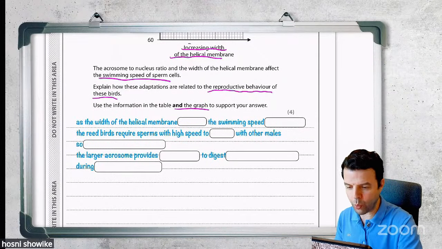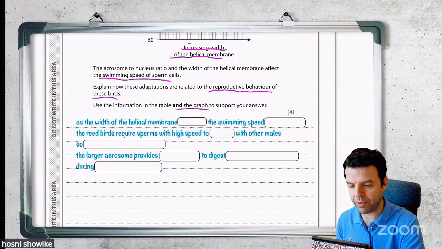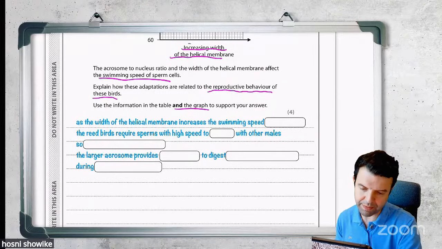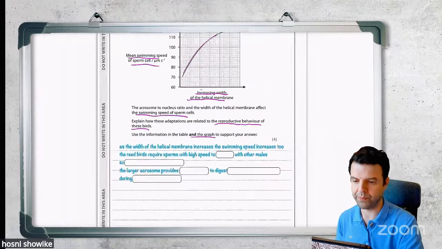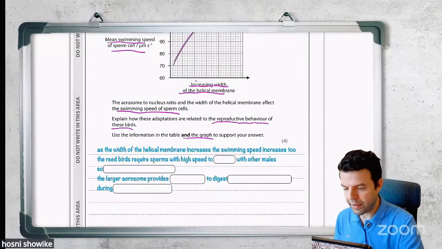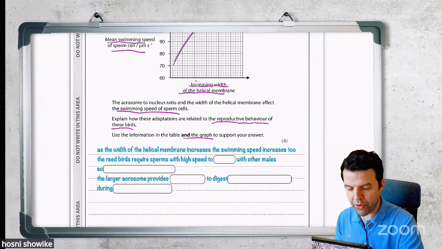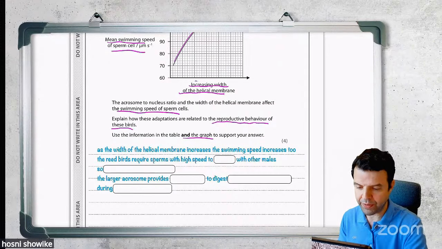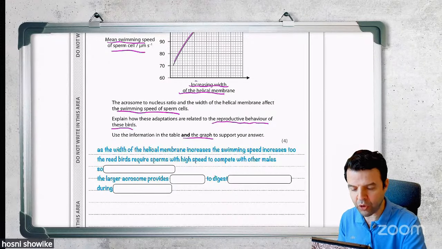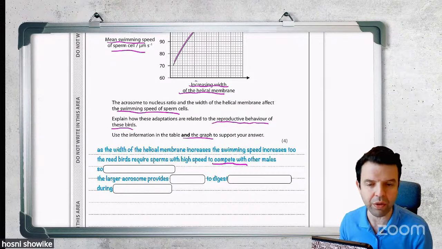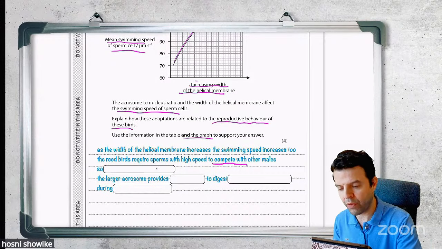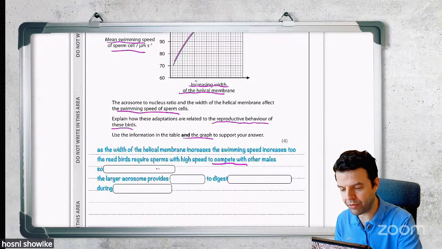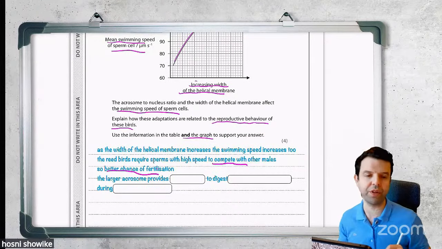So I'd say from the graph, as the width is increasing, the speed is increasing. This bird requires a sperm with high speed. Why is this necessary? It requires it to compete with other males, so that we can have a higher chance of fertilization.